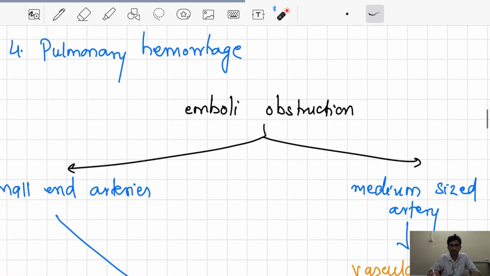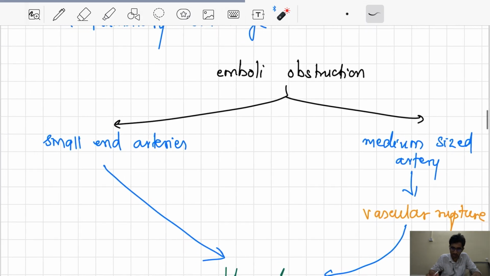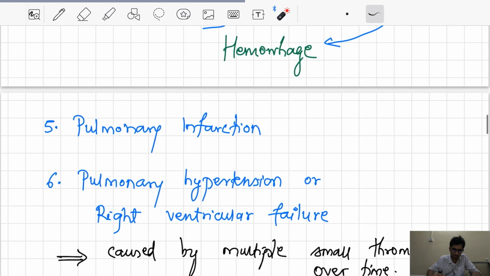Then another complication is pulmonary hemorrhage. So what is the pathogenesis of pulmonary hemorrhage? Emboli obstruction of small end arteries will directly lead to hemorrhage, and in a medium sized artery, it will lead to vascular rupture, which in turn leads to hemorrhage. So hemorrhage is the next complication of pulmonary embolism.